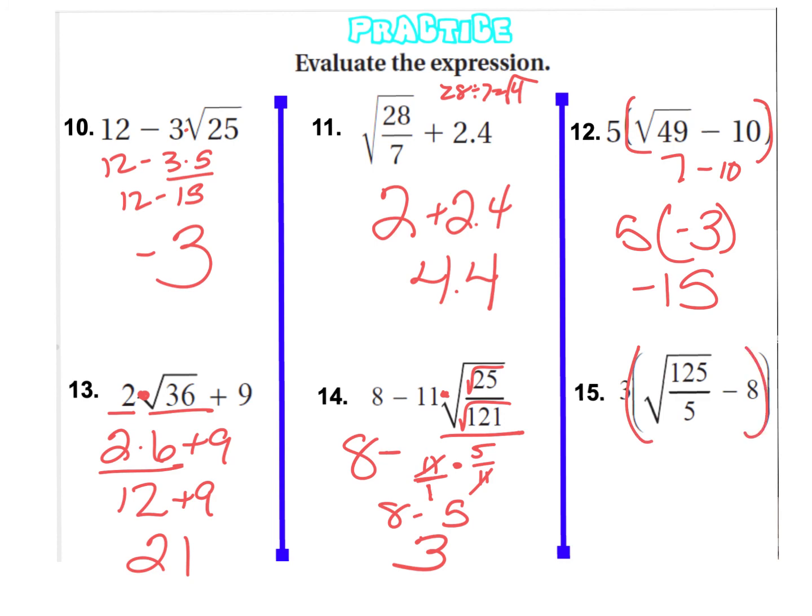Parentheses first, grouping symbols first. 125 divided by 5 gives us 25. So the square root of 25 is 5 minus 8. That gives us negative 3 times 3. That gives us negative 9. You are going to be doing problems where you have to evaluate the expression by doing the order of operations.